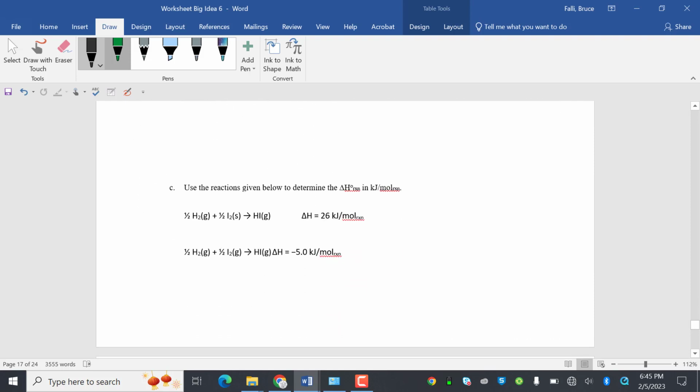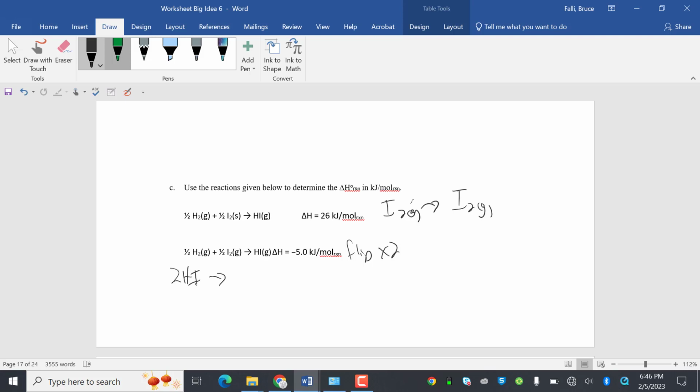All right, use the reaction given below to find delta H in kilojoules per mole. On this one, I'm going to do some flipping. I'm trying to make I2 solid turn into I2 gas. I like to put I2 gas on the right-hand side, so we're going to flip this. It's going to have 2 HI yields. Well, I need a whole one, right? So I'm going to flip and multiply by 2.